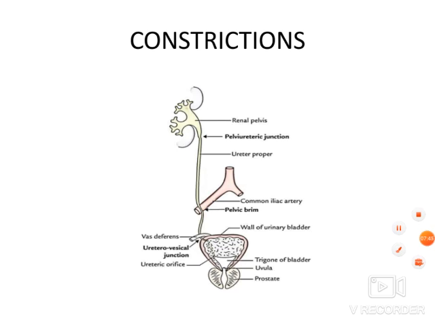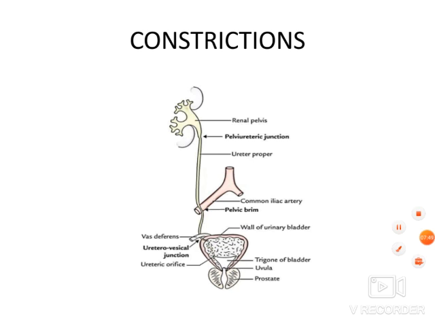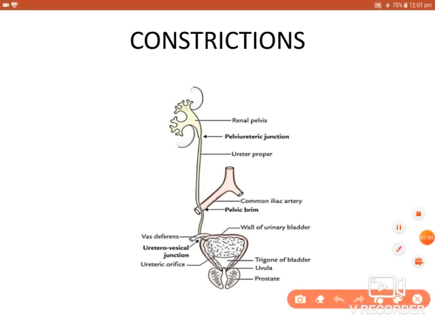Then it shows constrictions at three levels. Here, this is the renal pelvis from this kidney. You can see this is the pelvic ureteric junction, where the renal pelvis narrows and forms the ureter proper, the abdominal part. So here it shows constriction.